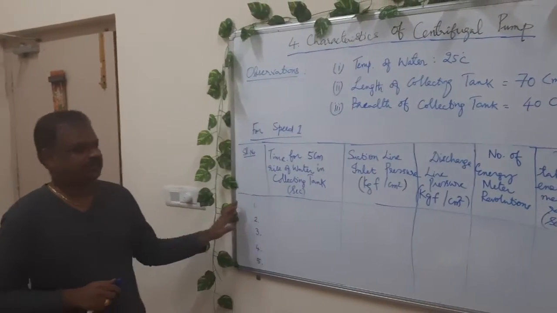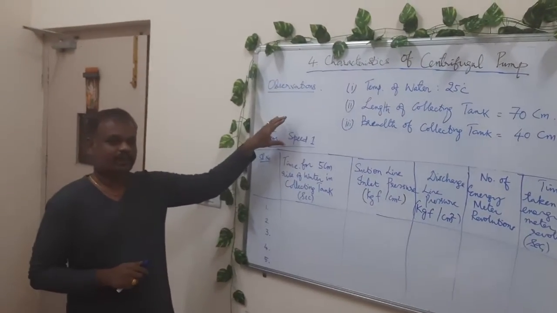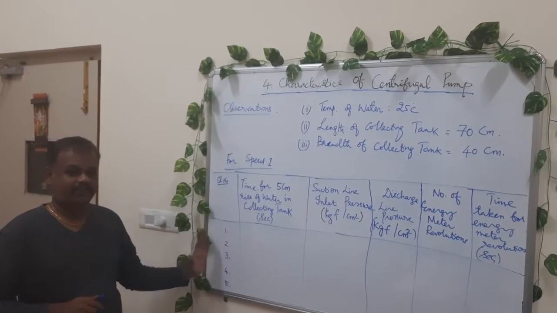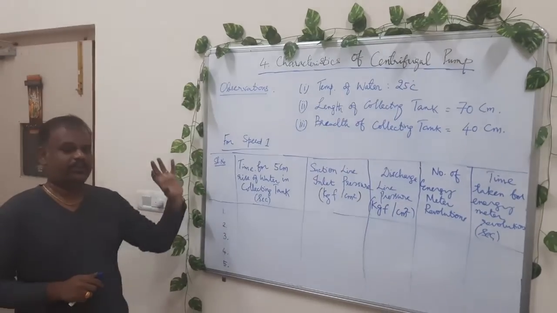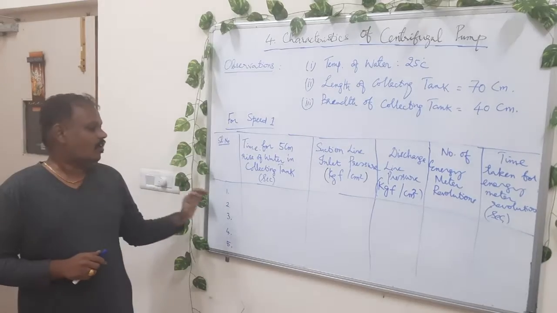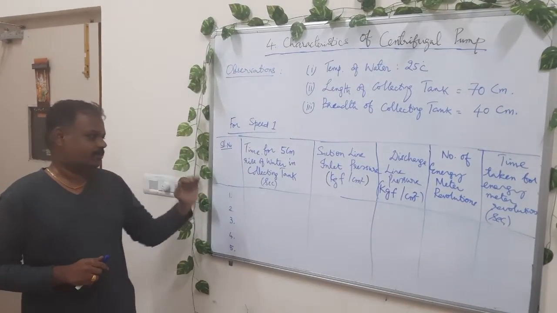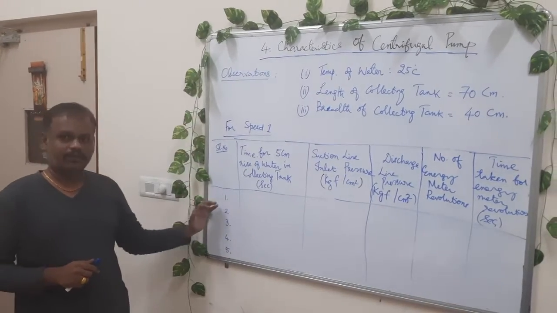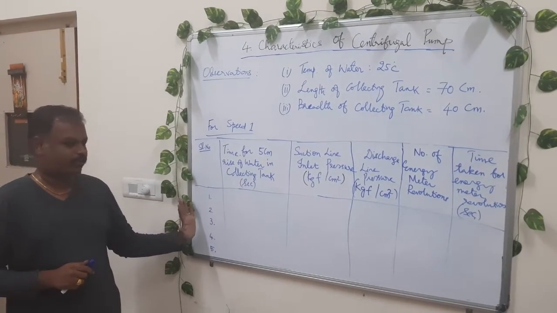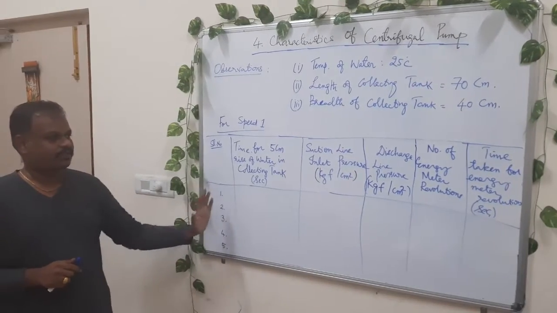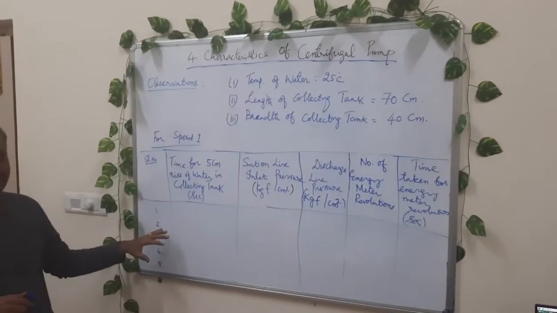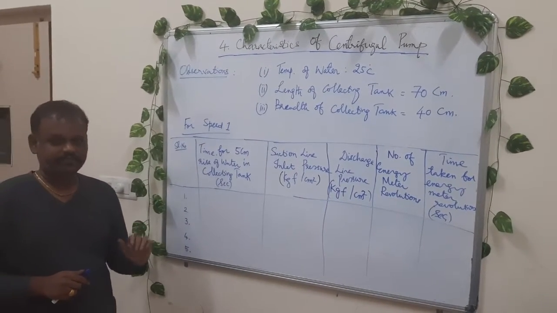As you know, if you fix speed number 1, you will have at least 5 different flow rates. You will be varying the positions of the outlet valve. Accordingly, when you change the position of the valve, you will have different flow rates. So the minimum is 5 different flow rates, and for 5 different flow rates, you will be taking 5 different observations. Totally for speed 1, you will have 25 observations.